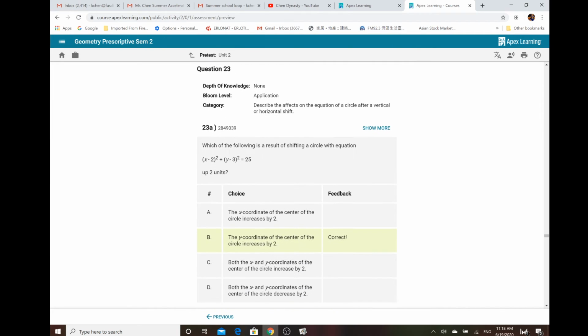Okay, so let's skip through all this. So which of the following is the result of shifting a circle with equation (x minus 2) squared plus (y minus 3) squared equals 25 up 2 units? So if that's up and down, that means there's no change for the x coordinate. The only change is just the y coordinate. So the answer would be B. The y coordinate of the center of the circle increases by 2.